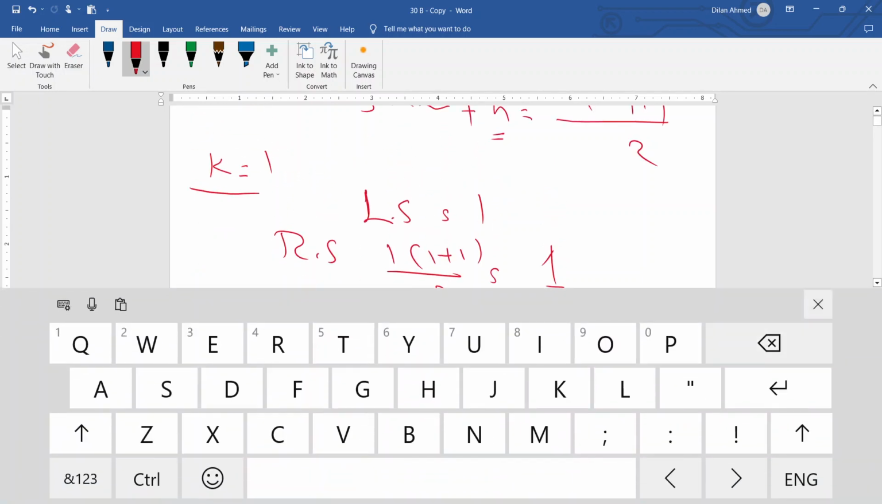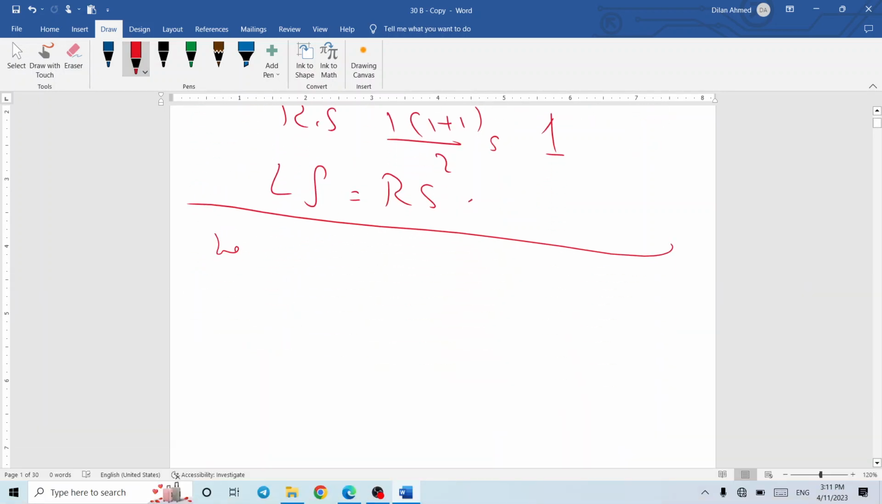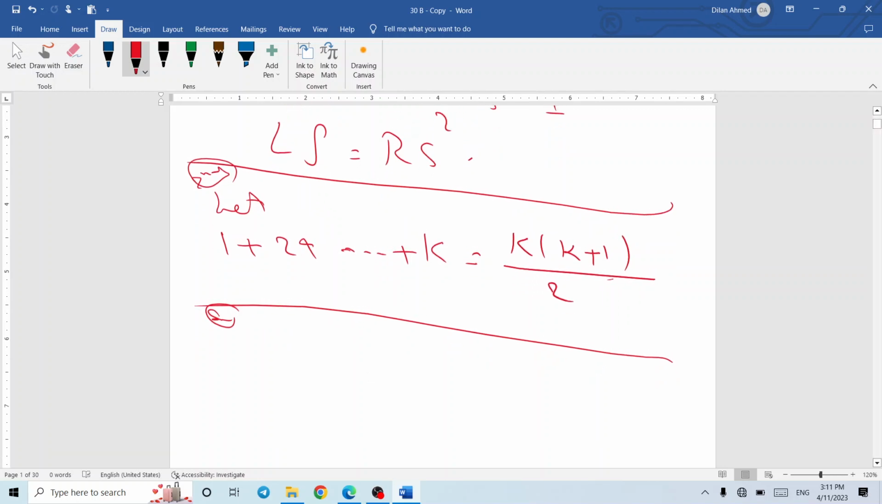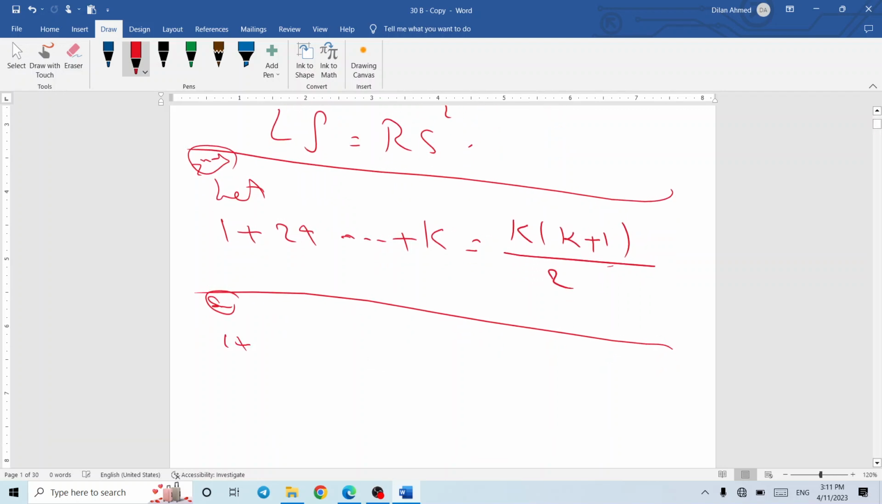Now for the inductive step, I say let it be true till k. I suggest that this is true. Good, this is the second step. In the third step, you want to show that it is your turn. You should show that 1 plus 2 plus up to k plus 1 is also true.